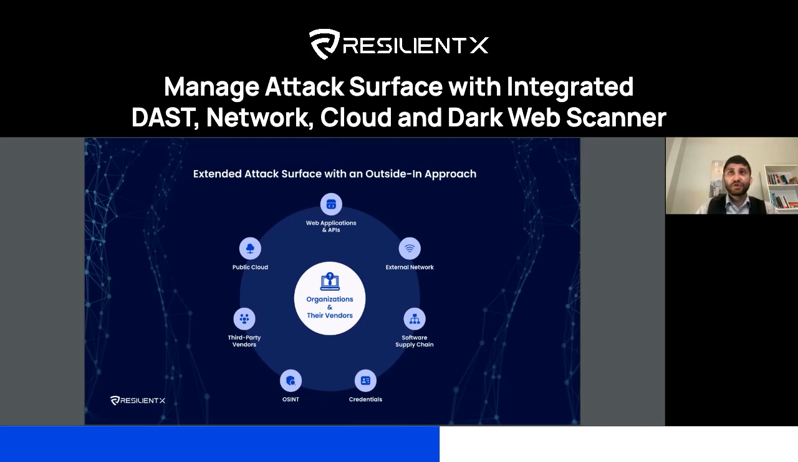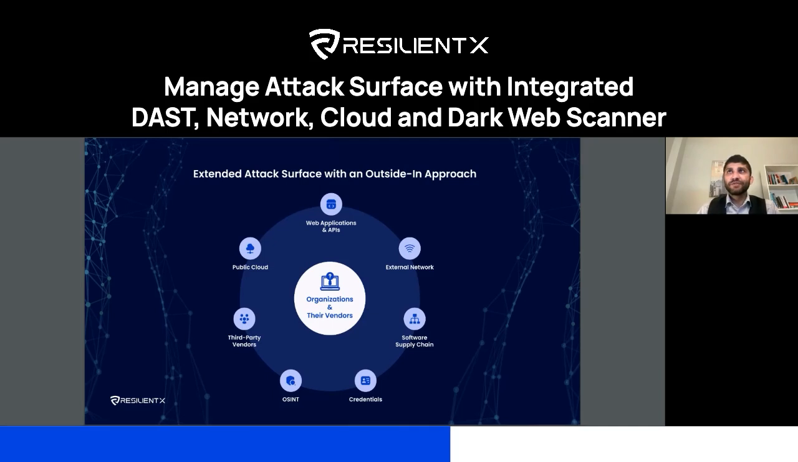So we have mentioned two new entities here, which are third-party vendors and software supply chain, which essentially put aside any kind of specific digital assets. Your business also relies on software components, and your business also relies on third parties. So essentially, the extended attack surface that we are talking about is these points that I've mentioned in this slide.